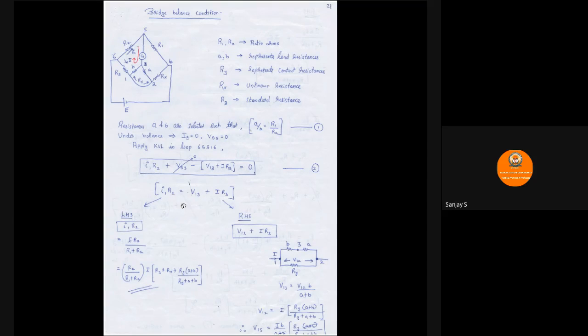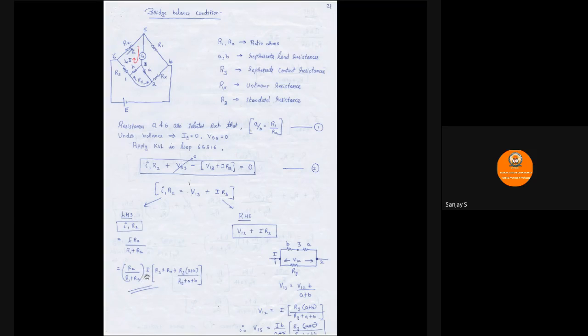So we have some simplifications and substitutions to be made. We deal with LHS and RHS separately over here. First, let me take up the LHS, I1 into R2. I1 can be expressed as E divided by R1 plus R2, as we did yesterday. E divided by R1 plus R2 is I1. That will be multiplied by R2. So R2 by R1 plus R2 multiplied by E.